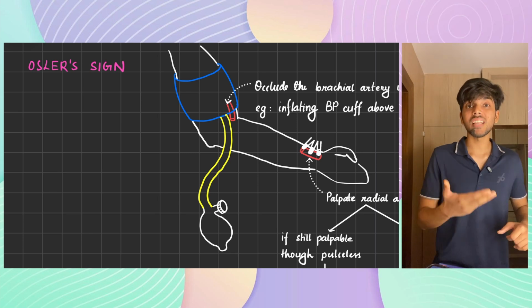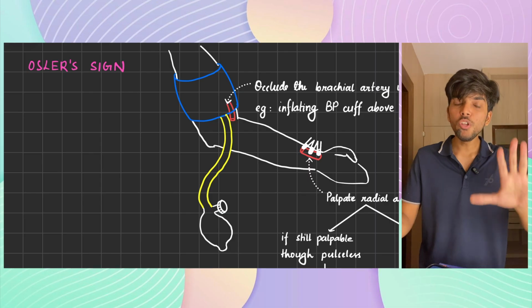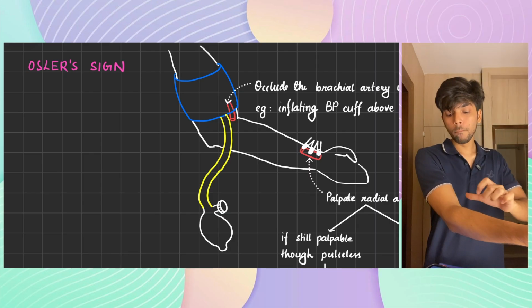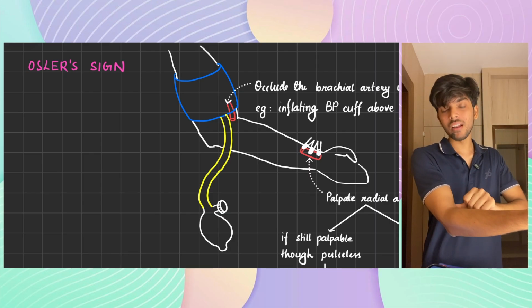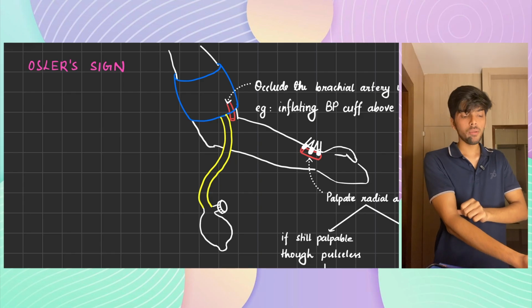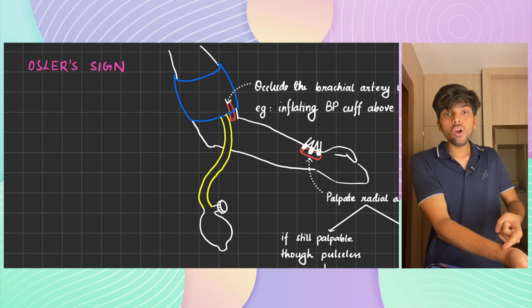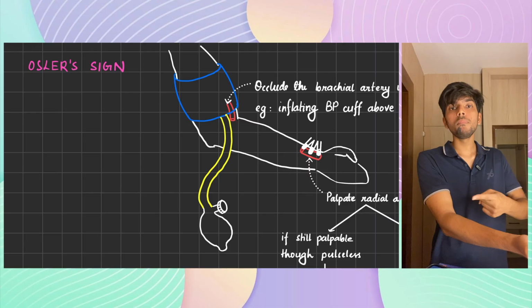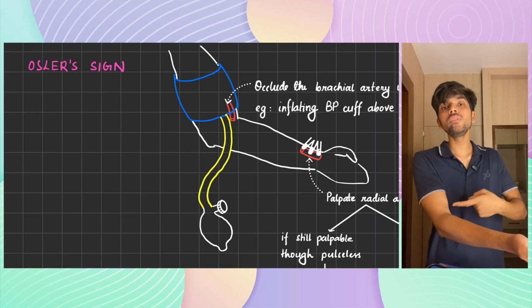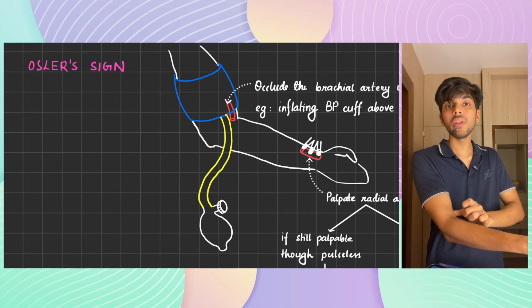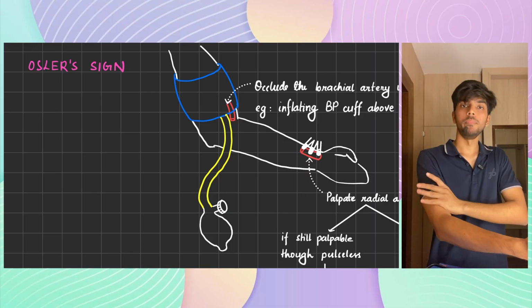In Osler's sign, what you do is either you use your finger to block pulse at the level of brachial artery, apply pressure at the level of brachial artery, that is proximal to the palpating point, proximal to the radial artery, you apply pressure in the brachial artery, or you use a BP cuff.